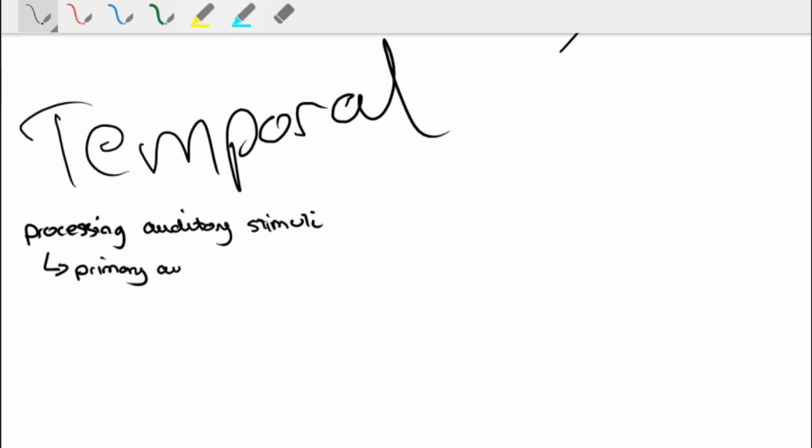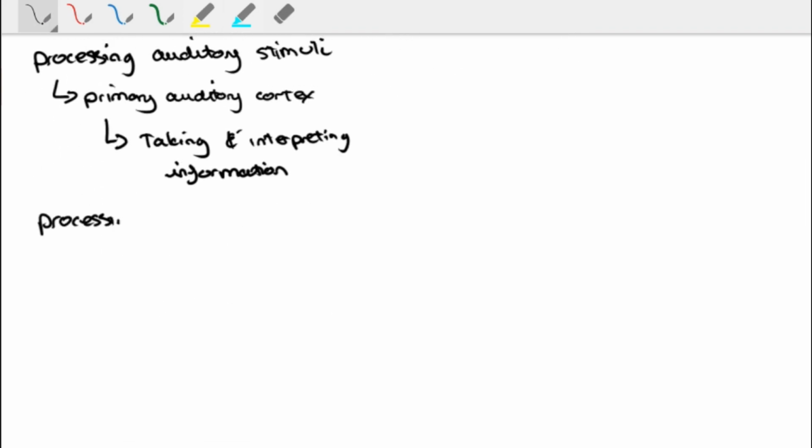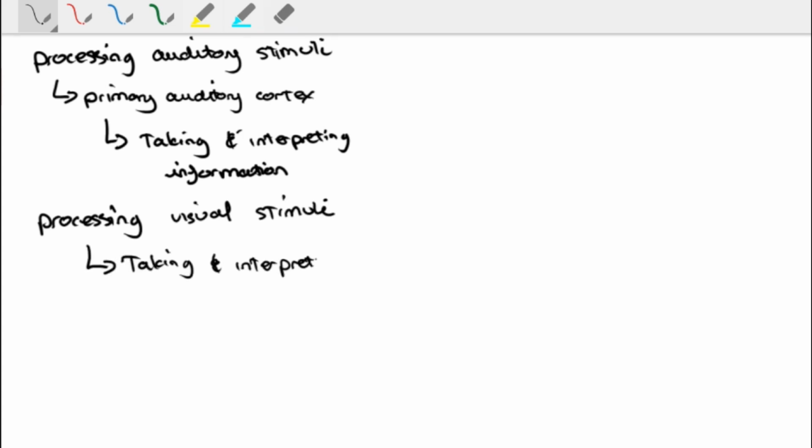The temporal lobes deal with processing visual and auditory and sensory stimuli, as well as coordinate movement and speech, and is also responsible for long-term memory. Expanding on these functions, starting with processing auditory stimuli, the temporal lobe has what is called the primary auditory cortex, which is responsible for taking in and interpreting information from the auditory receptors. As we'll find out, although the temporal lobe isn't the only brain region that deals with auditory processing, it is the most important.